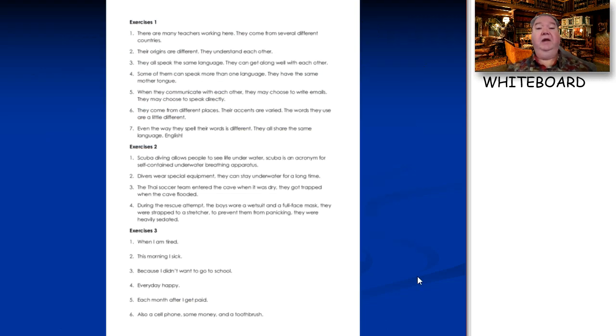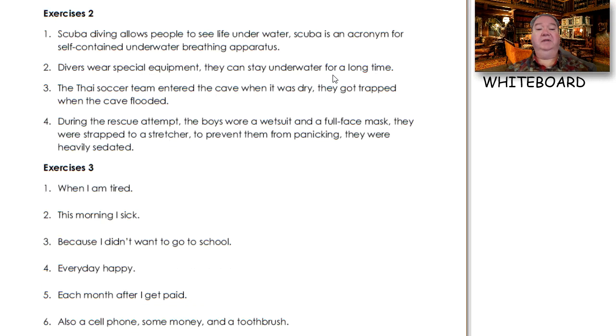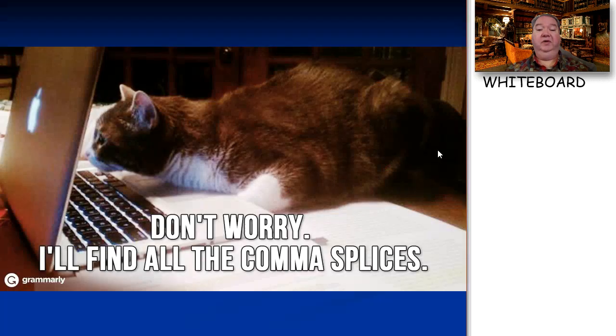Okay, and we looked at some exercises for working on that. You have a page here with 3 different groups of exercises. We looked at the first set here with the comma splices in it, and there were just 4 examples there. We looked at those, so you might want to go back and review those. And that's where we had the cat focused here, intent on helping us find all of the comma splices.